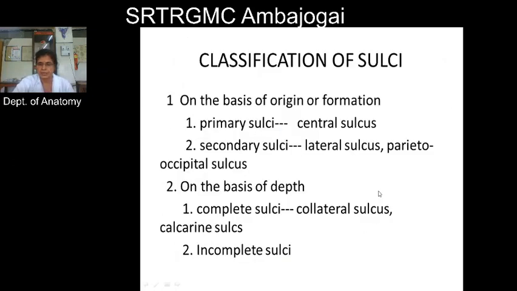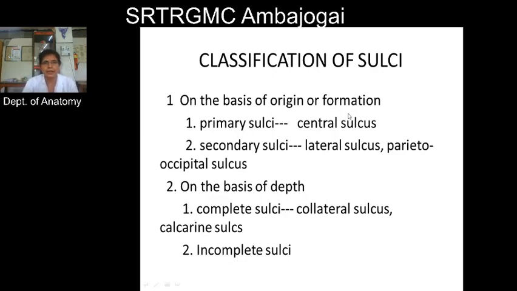So this is about the sulci and gyri on the cerebral hemisphere. Now we will see about the classification of sulci. So first we will see about sulci which are classified on the basis of origin or formation.